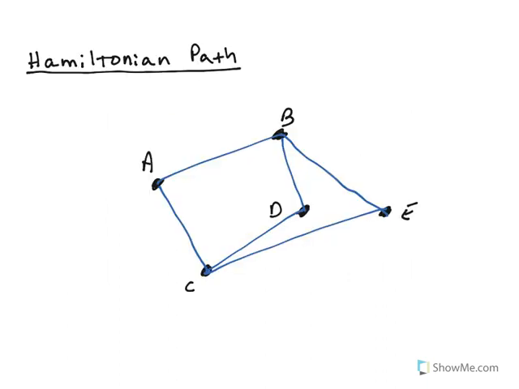So to make it a bit simpler, let's look at a very simple one. A Hamiltonian path is a path which visits each node once and only once, and we don't have to end up back where we started.